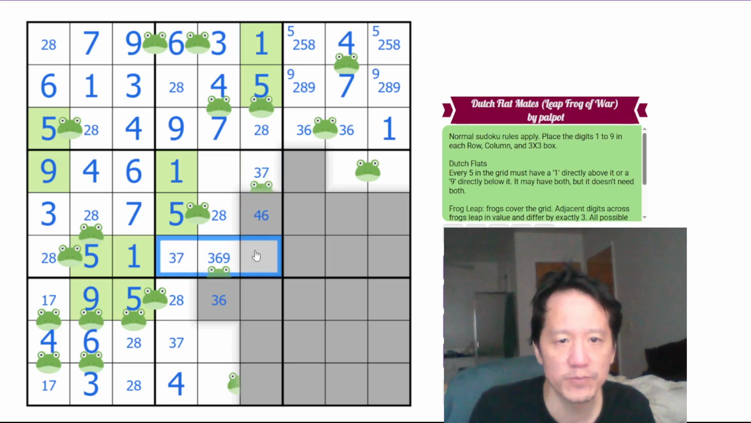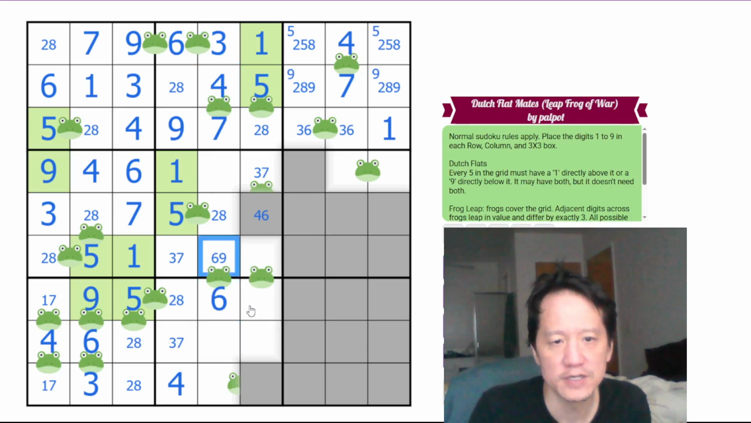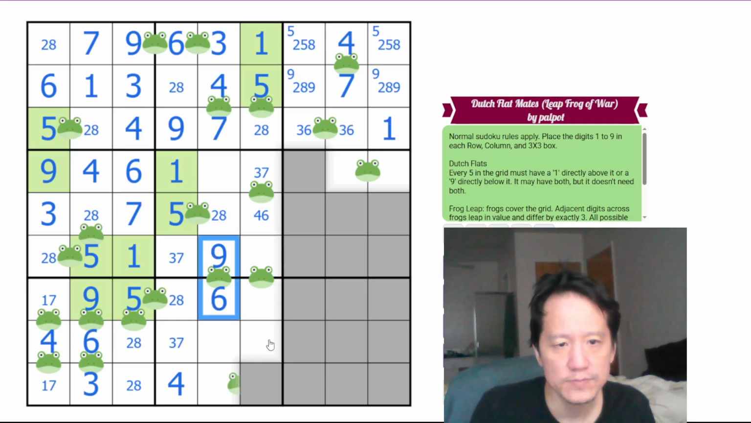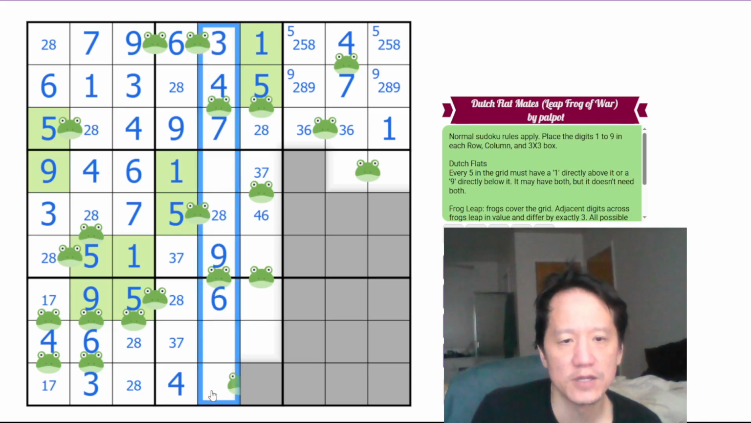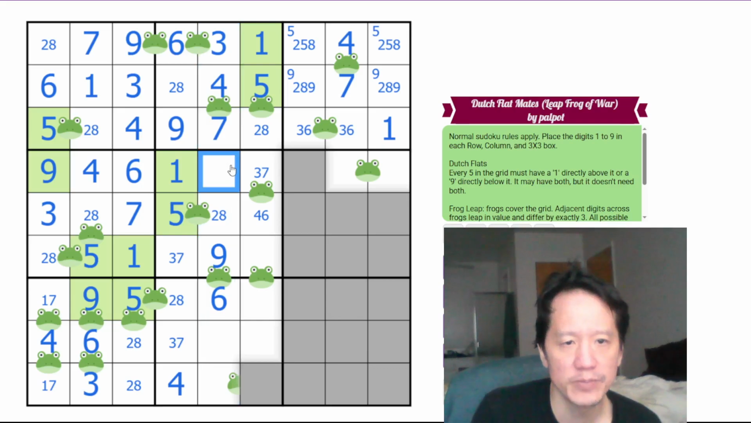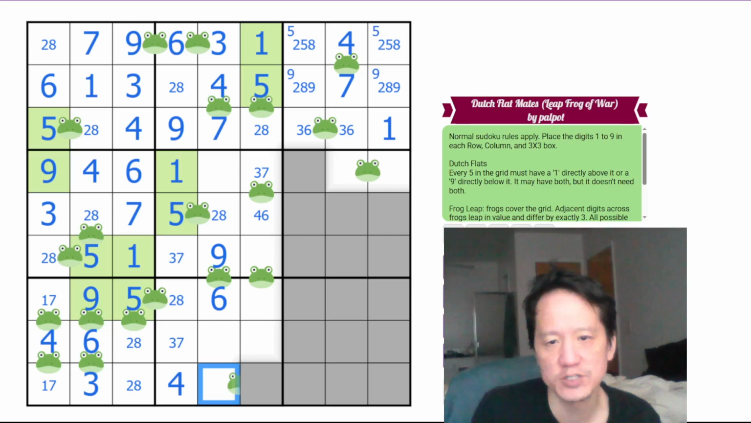We have a 3, 7 pair now in this box, which eliminates 3 and 7 in the rest of the box. This can't be 3. None of these could be 3, actually, because of this 3. So this must be, then, 6 and 9. Since there's a 9 here, where can the 5 be in this column 5? Cannot be here because there's no 1 above it, no 9 below it. Obviously, this is a 2 or 8. This can't be 5 because there's no 1 above it, so it must be here. So this is a 5, this is a 1.